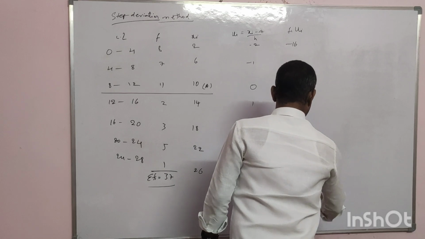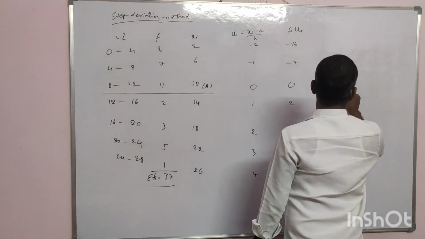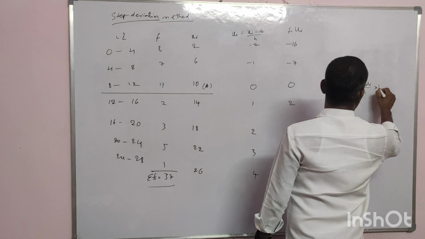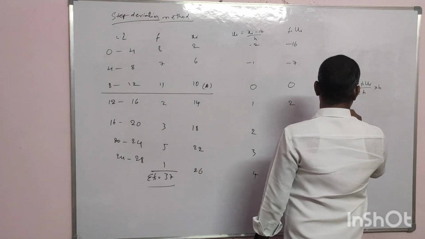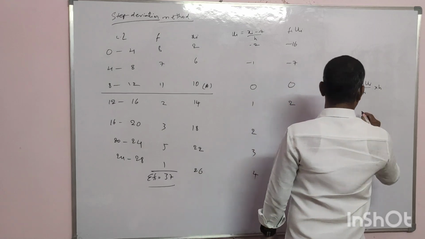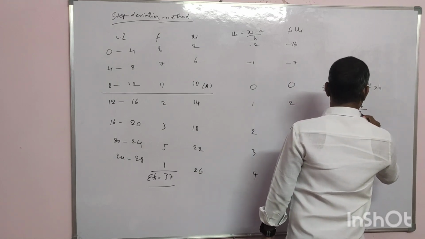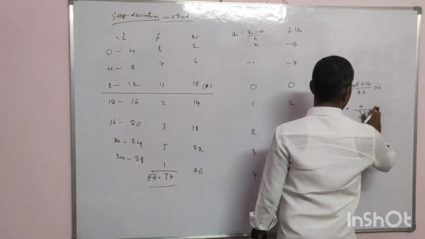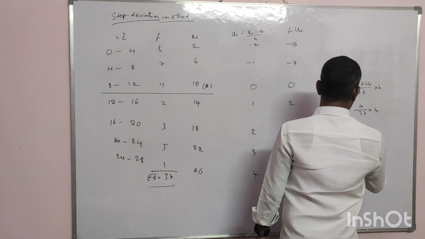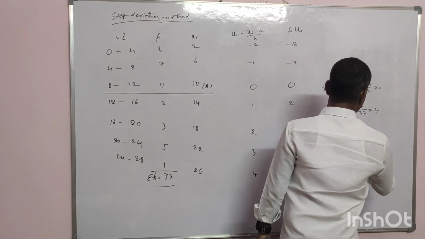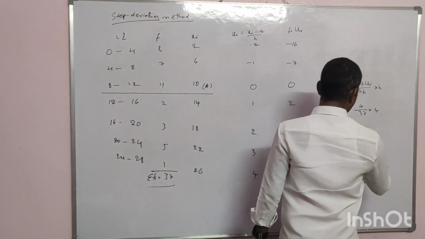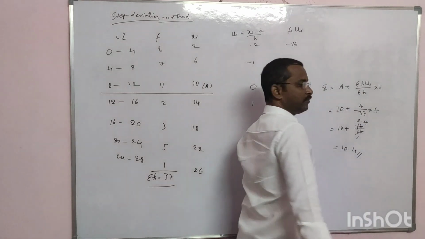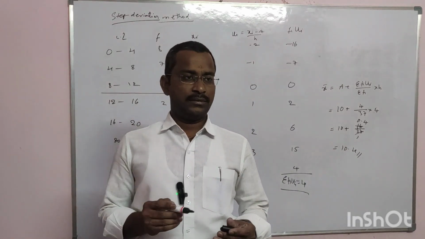Okay. So now the formula: x bar is equal to a plus sigma fi ui by sigma fi into h. What is your a? 10 plus. What is your fi ui? 4. What is fi? 37. What is h? 10. So 10 plus 4 4s are 16 by 37. Again the same. What will come? 0.4. So 10.4, by all three methods.